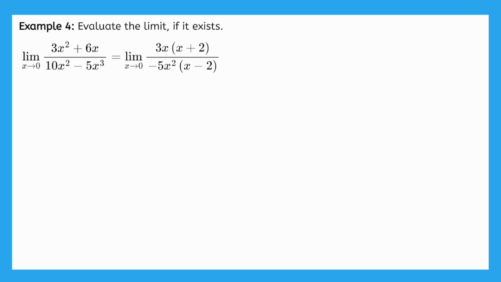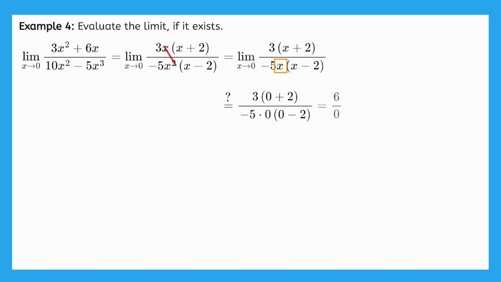Factoring numerator and denominator, we notice a common factor of x. Canceling 1x from the numerator and denominator, we get 3 times x plus 2 over negative 5x times x minus 2. Can we try direct substitution now? It doesn't seem like our simplifying helped much. We canceled a pair of x's, but there's still a factor of x in the denominator. If we try direct substitution now, we still get a 0 in the denominator. However, this time it's not the indeterminate form 0 over 0. It's 6 over 0. What does this mean?